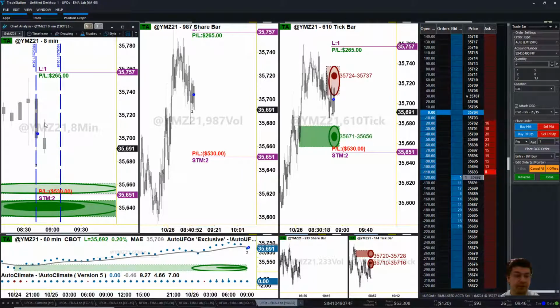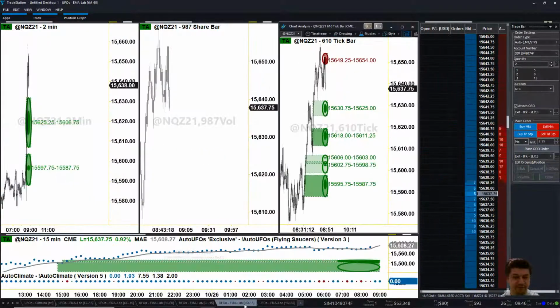And this is what I mean. It was looking very bullish, and now we're looking very bearish. Oof, that's definitely not good either.